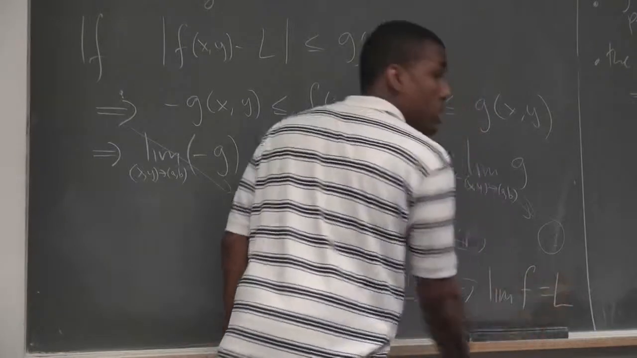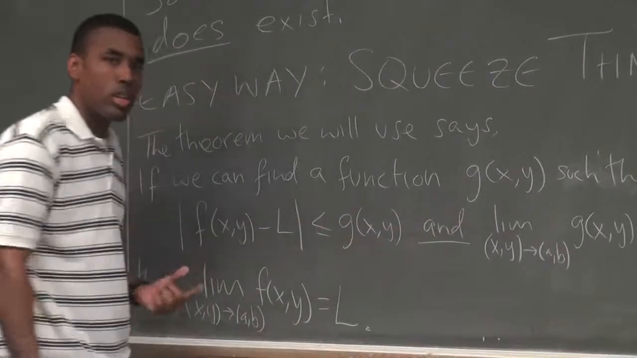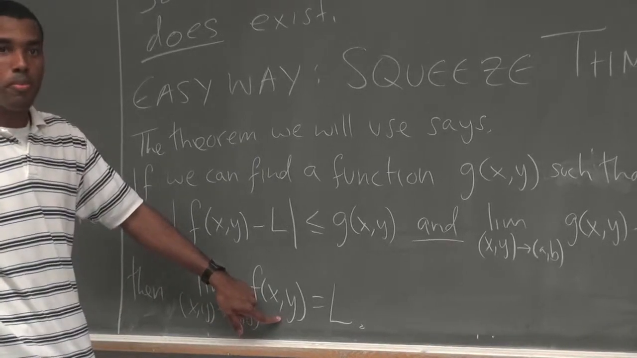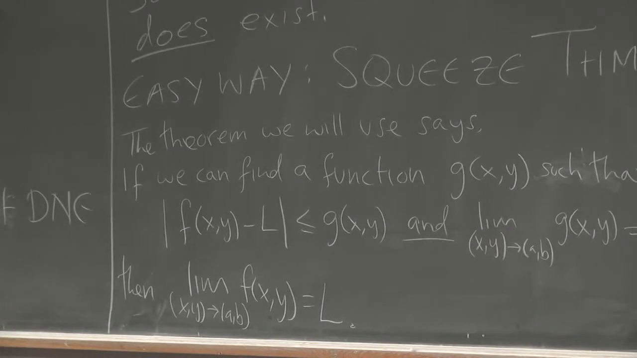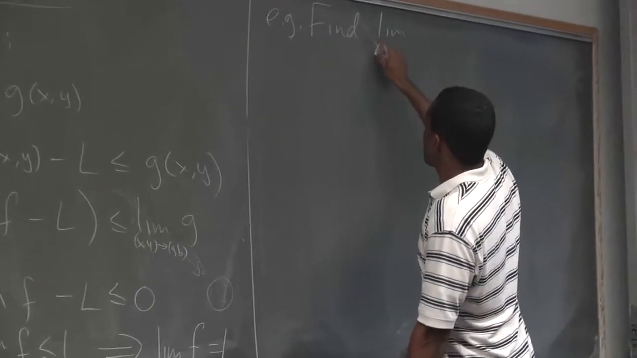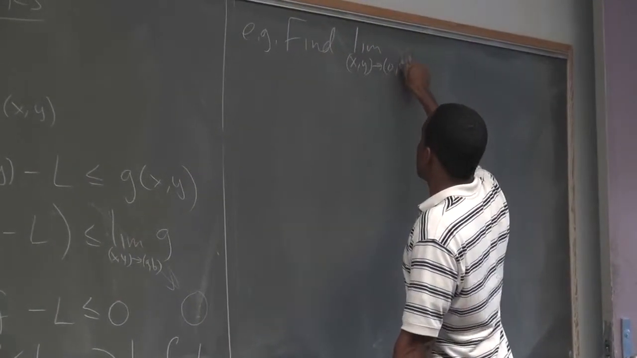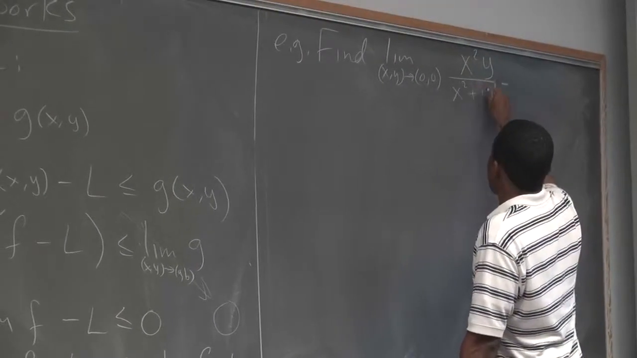The limit of f must be equal to L in this case, right? So if you can find a function where in absolute values this expression is less than that function and the limit goes to 0, it means that it forces your limit to be the L. So that's sort of why it works. It's not very rigorous, but it'll give you a good idea. So let's actually show something exists using this method. Find the limit as (x, y) approaches (0, 0). I believe I said x squared y over x squared plus y squared.